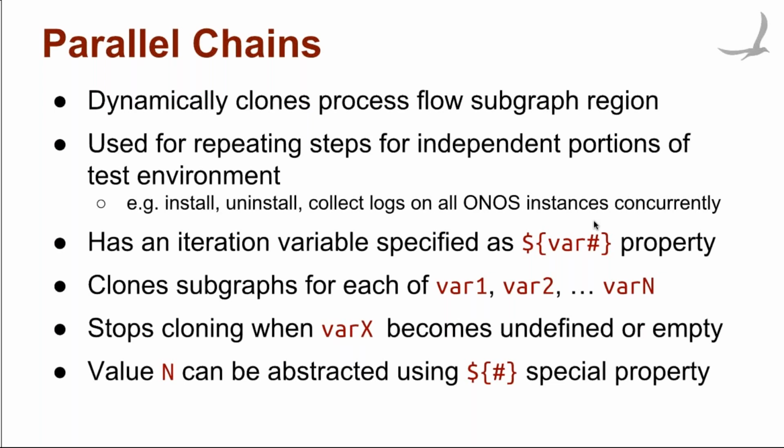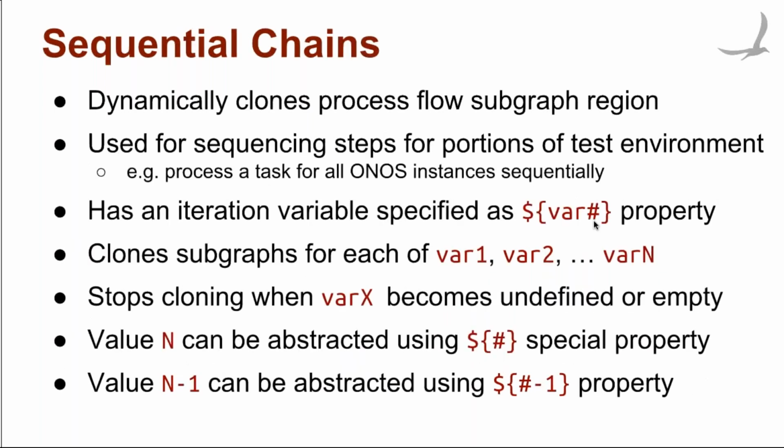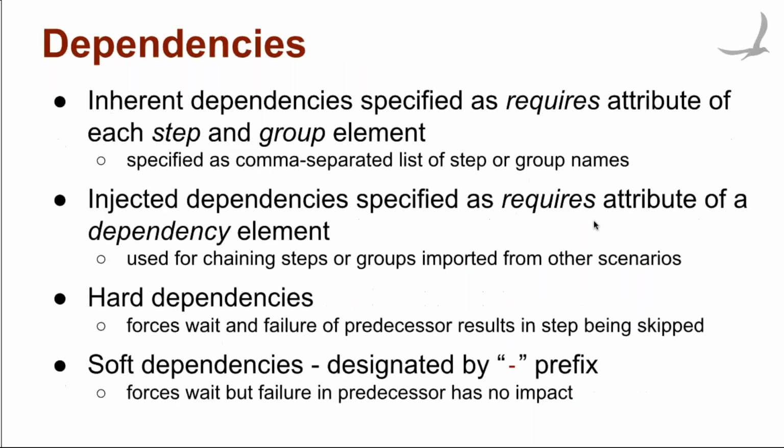Okay, and then we can go next. Similar for sequential chains, except sequential chains allow us to define a series of blocks, kind of like a for loop. You just iterate, but they get strung together into a long strand rather than a parallel strand. This is not used as often as parallel. I already talked about dependencies. They can be inherent or they can be injected.